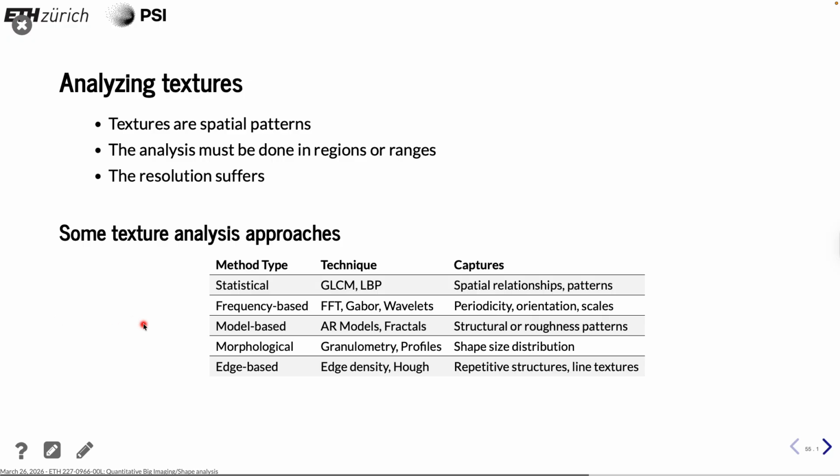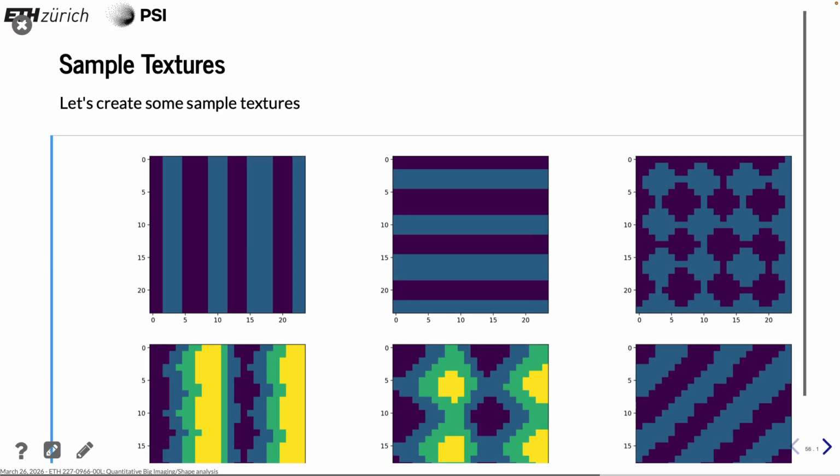There are different ways of doing it. You can use statistical methods, you can use frequency-based, you can also use model-based, morphological, edge-based, and so on, to identify these structures. I'm right now mainly going towards the statistical one, where we look at these different patterns. In principle, very strict black and white patterns. Here is some kind of disk pattern, smoother versions of it, and a tilted pattern as well.